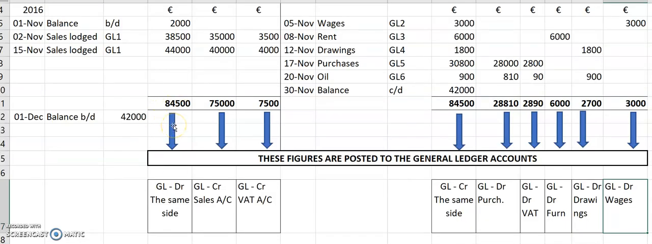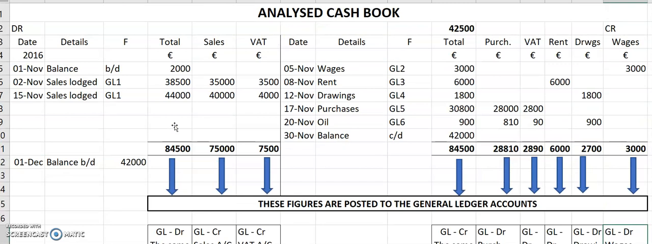So that's the total figure. Now the other two figures, 75,000 and 7,500, go into the general ledger accounts, sales and VAT. And because this is the debit side, these must be credit. So I'm going to put them on the credit side. Let's do that.